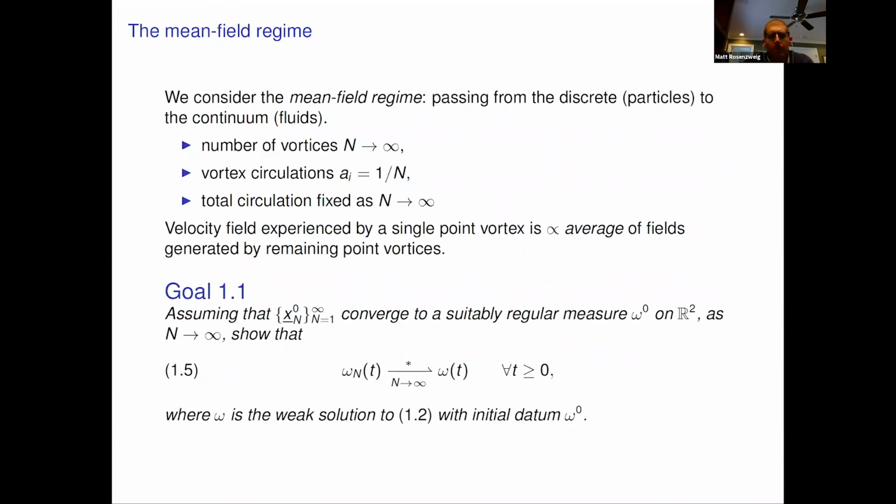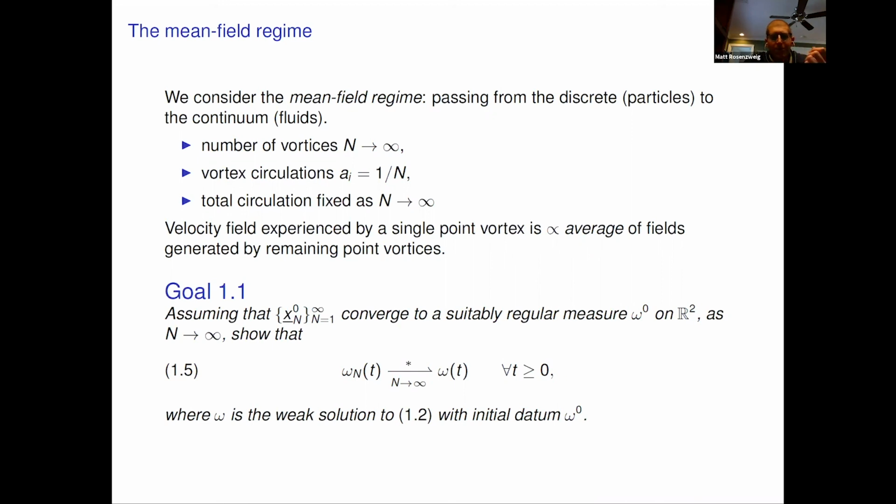So the constraint we're going to impose is by considering the mean field regime, in which we're passing from the discrete setting, a system of particles, to the continuum setting, a fluid PDE. In this regime, the number of vortices n is tending to infinity. The vortex circulations are going to be taken to be equal to 1 over n, or proportional to 1 over n. You could ask, why are we choosing these to be positive? The reason is that we're limiting our attention to the repulsive regime, where the signs of all the vortex circulations are identical. And now in the scaling, the total circulation is fixed as n goes to infinity.